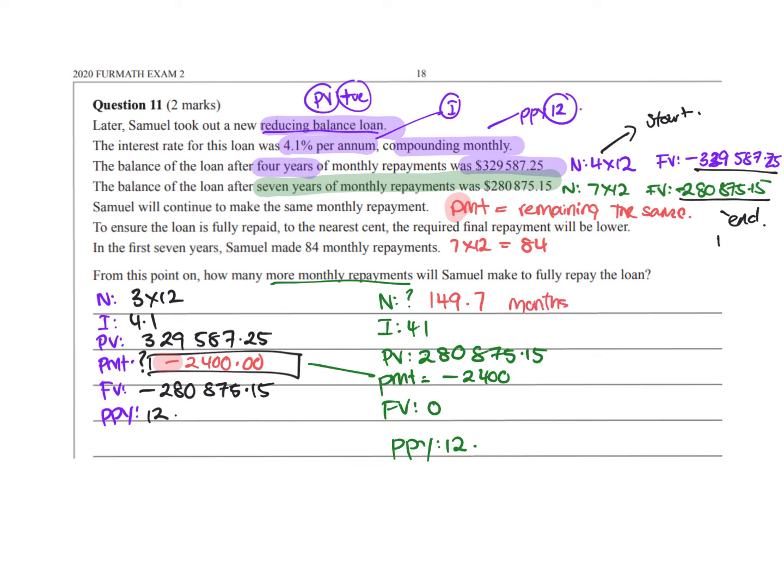Now, they told you the final repayment will be lower. It will be lower because we've actually got to go to 150 to pay it off, but the last one would be less, wouldn't it? Yes, because we're going over. And that was their way of explaining it. So you are going to say the answer for how many more monthly payments is 150 more monthly payments, and that last one will be less. We know that because we can see we have to round up, yeah?